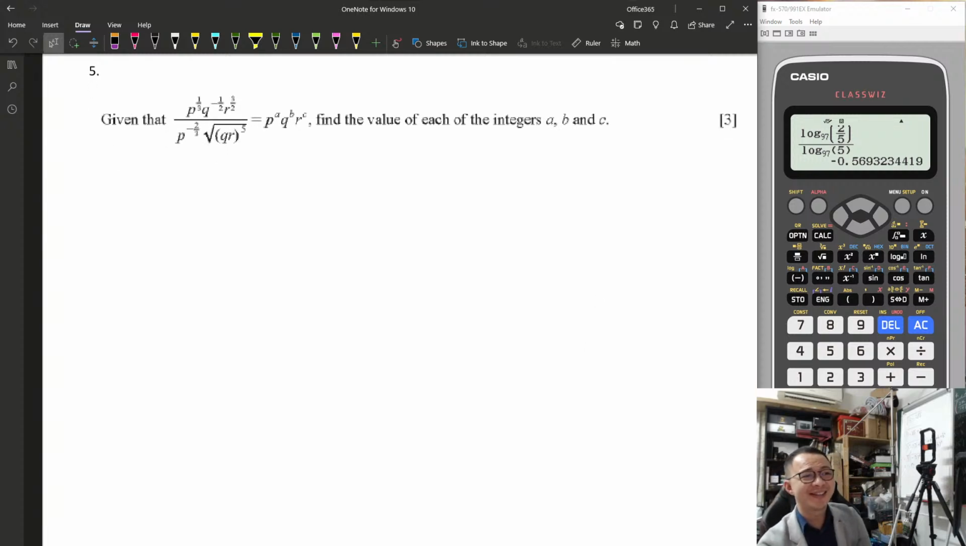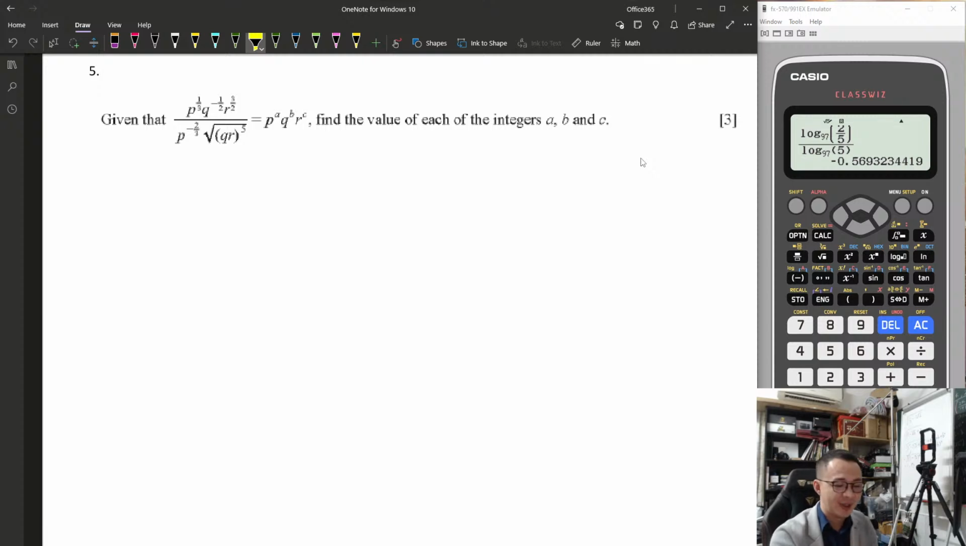Okay, another 3-mark indices question. For this kind of indices question, try not to solve it one by one, because if you solve it one by one, I think it's kind of waste time and higher chance to get error. Okay, let's see how I solve.